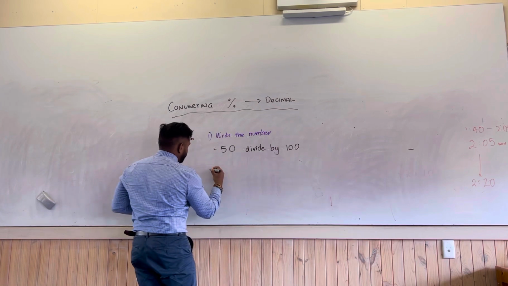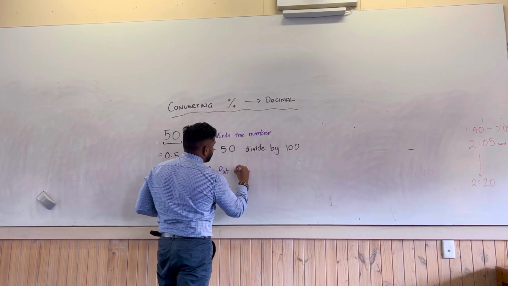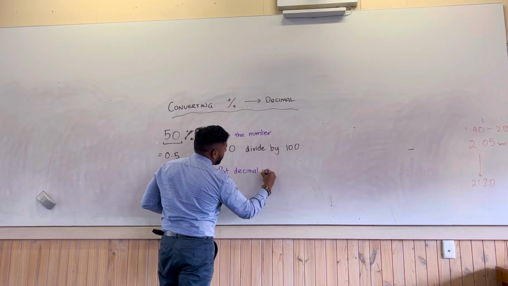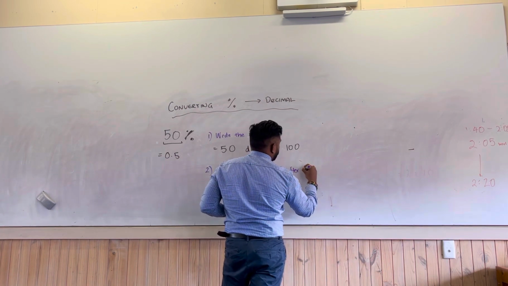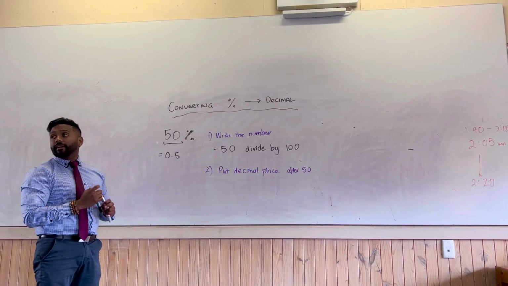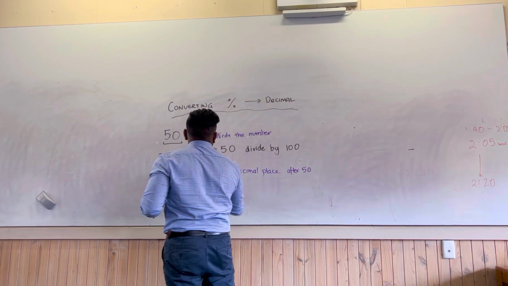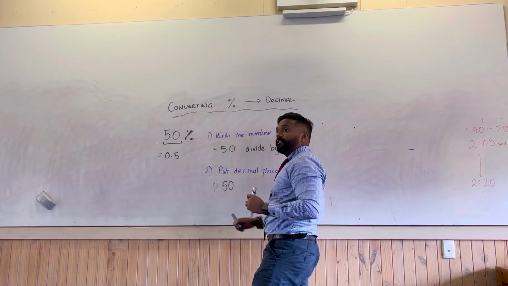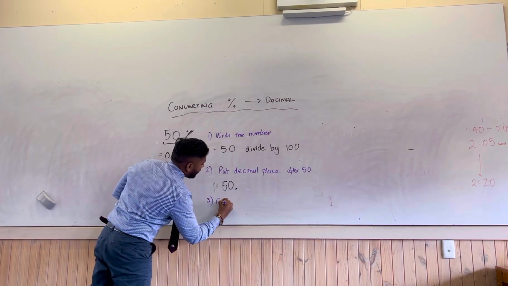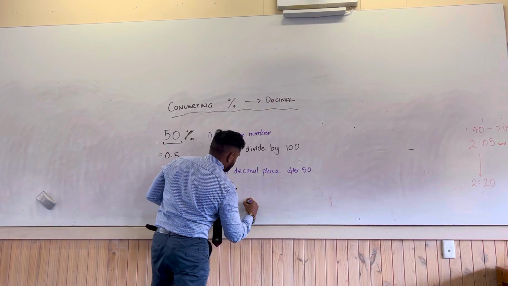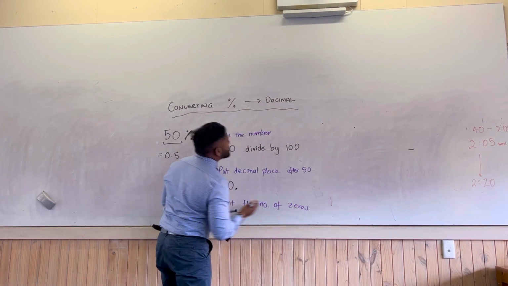So now, the second step is you put the decimal place after 50. Where does that decimal place go, Jasmine? Is it going to go here, here, here? At the very end. Yeah, correct. Now, the next step is count the number of zeros. How many zeros are there in 100?